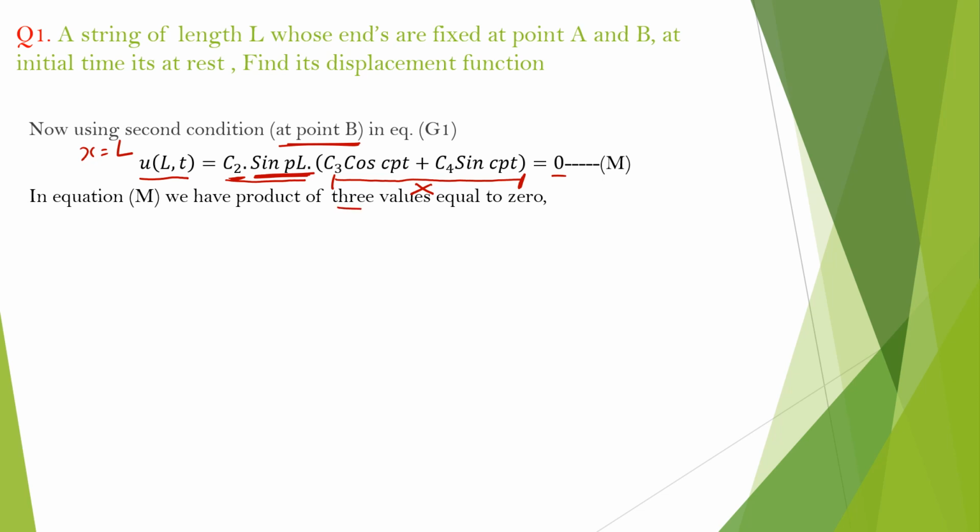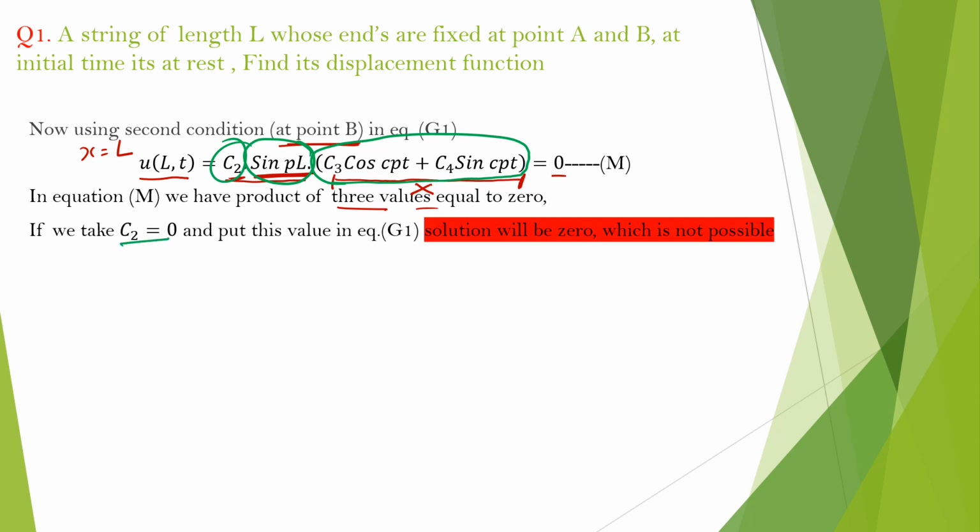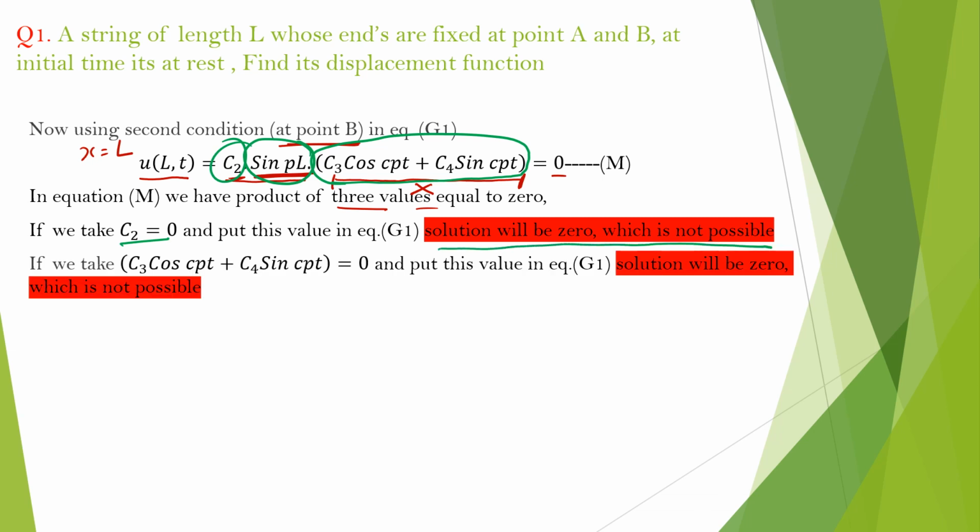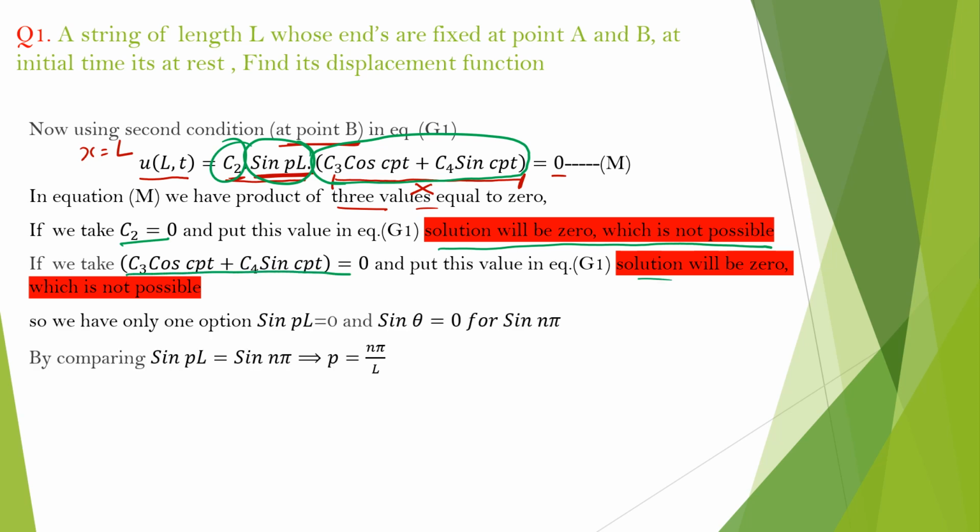So we have the product of the three values. One is C2, second is sin PL, and third is this. We know that the third value is not equal to 0. Either C2 is 0 or sin PL is 0. If C2 is 0, then the complete solution will be 0 because 0 is multiplied with the complete solution, which is not possible. If we take this value as 0, the solution will again be 0. So we have only one option, sin PL is equal to 0.